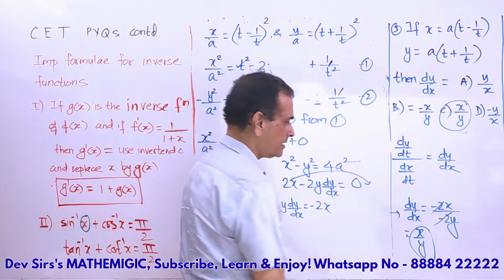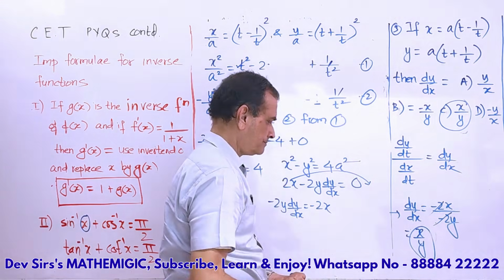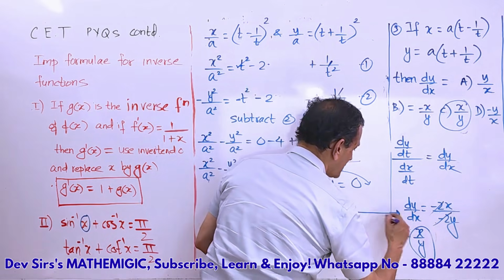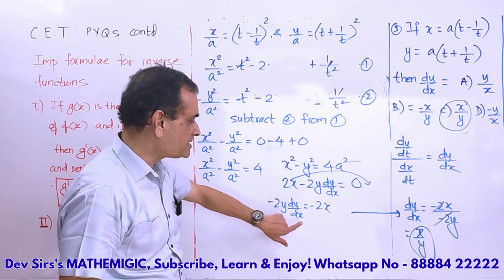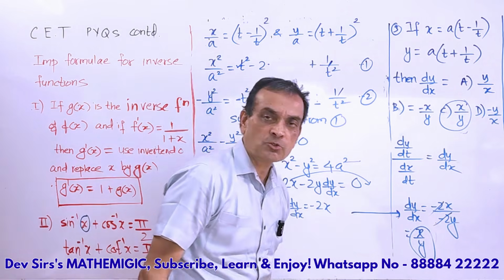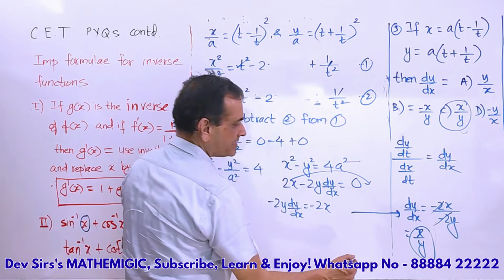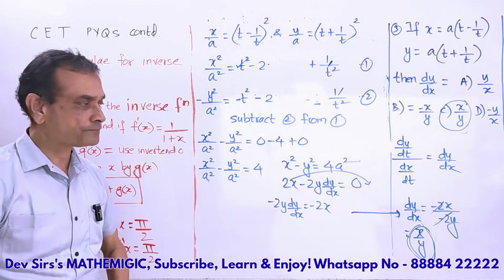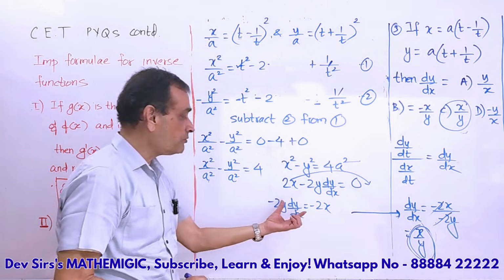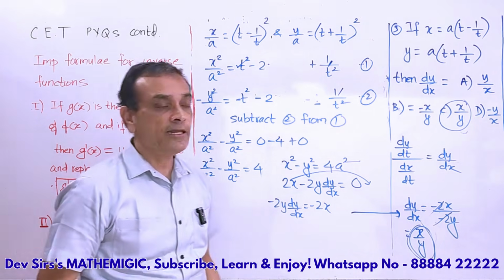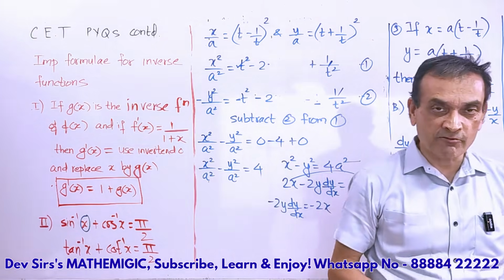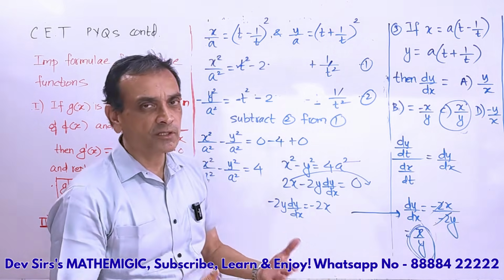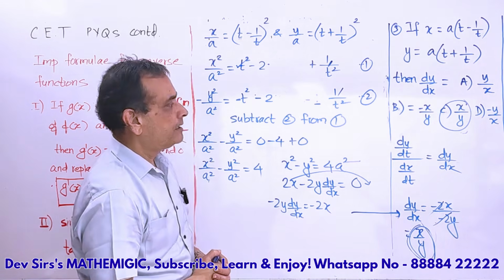So final step, dy by dx. If you keep dy by dx on the left hand side, you get dy by dx is equal to minus 2x upon minus 2y. Minus 2 gets cancelled. Final answer is just dy by dx is x upon y. Followed? So over here you will observe that this is called elimination of parameter from parametric equations. Now usually this method is used in CETs so that the speed is increased, right?